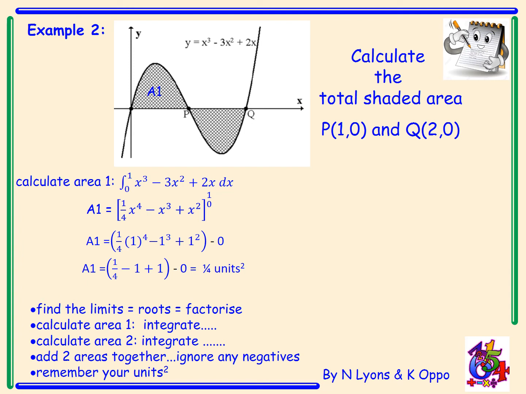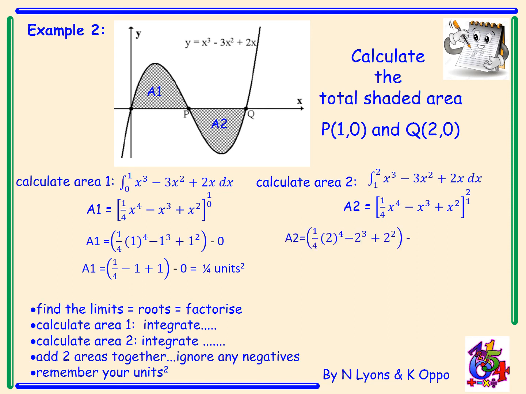Calculate area 2. We're integrating now from 1 to 2, so the limits have changed from x is 1 to x is 2, but the function stays the same. It's still x cubed minus 3x squared plus 2x with respect to x. So we've done the hard work already, we've already integrated, so we've got area 2. We're going to sub in the limits, they've changed from 2 to 1. Evaluate, and we get the answer negative a quarter.